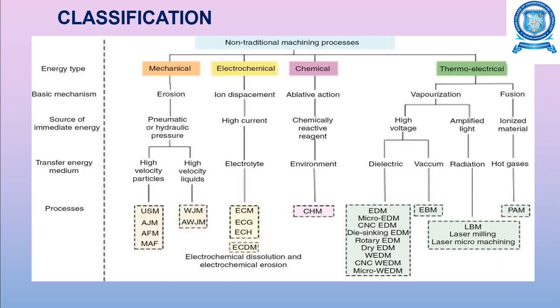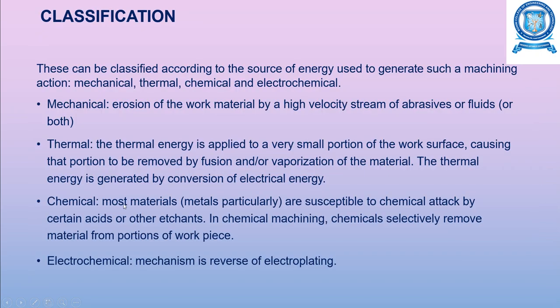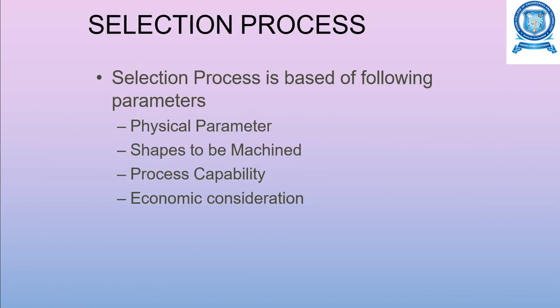And coming to the chemical non-traditional machining process, most materials, normally metals particularly, are susceptible to chemical attack by certain acids or other agents. In chemical machining, chemicals selectively remove material from portions of the workpiece alone. And next is the electrochemical, whose mechanism is the reverse of electroplating. So these are all the classifications.